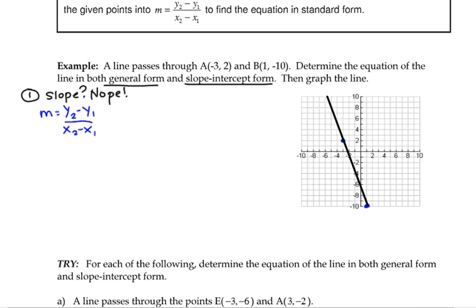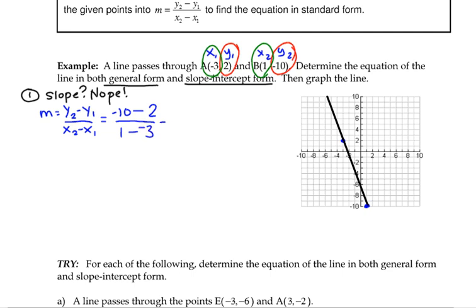So let's plug it in. Remember when we label our points, we start with x1, y1, x2, y2. Does it matter which is the first point? No. So y2 becomes -10, minus y1, which is 2, over x2, which is 1, minus x1, which is -3.